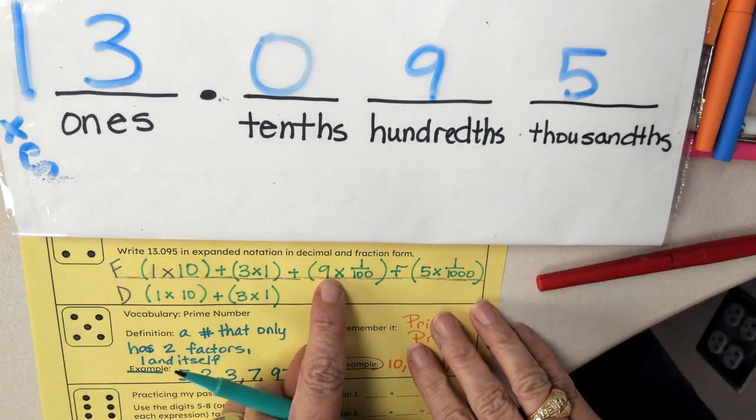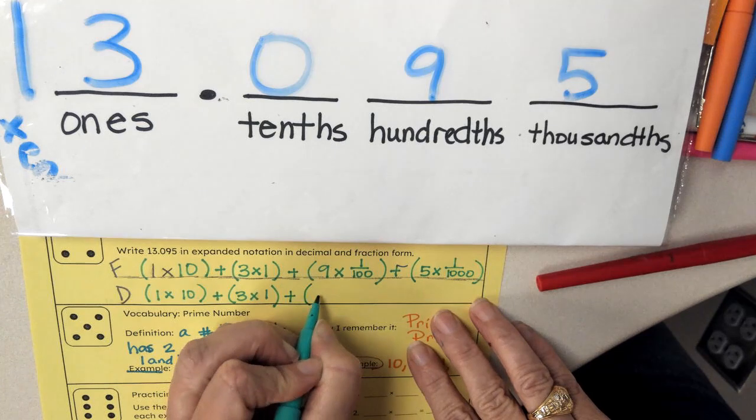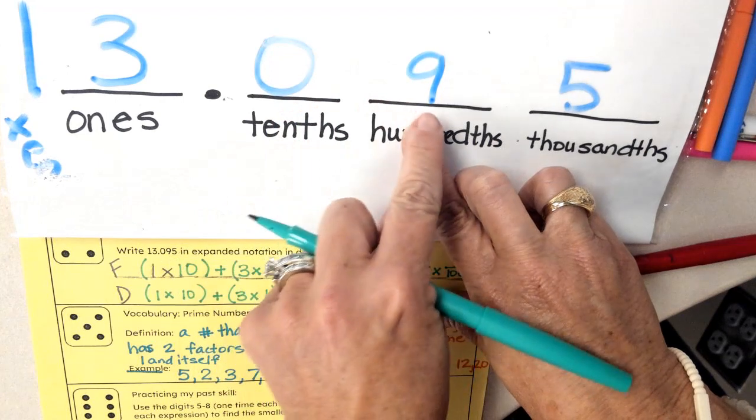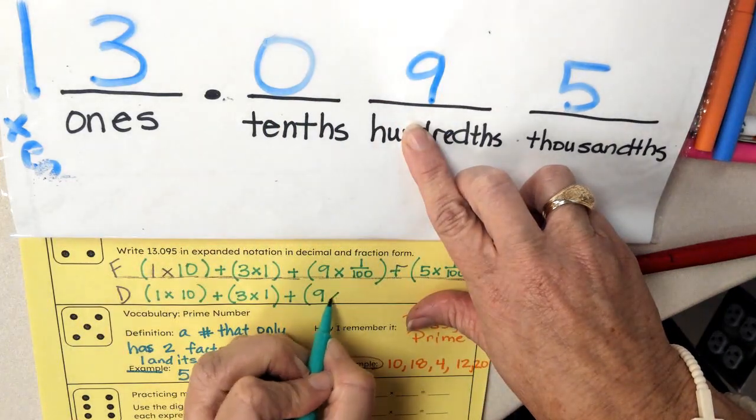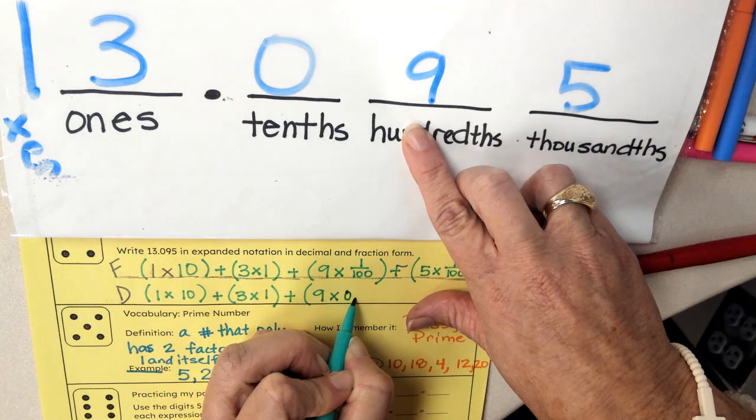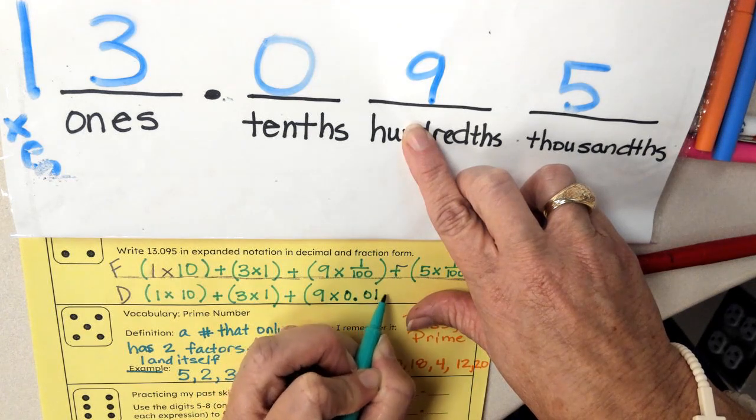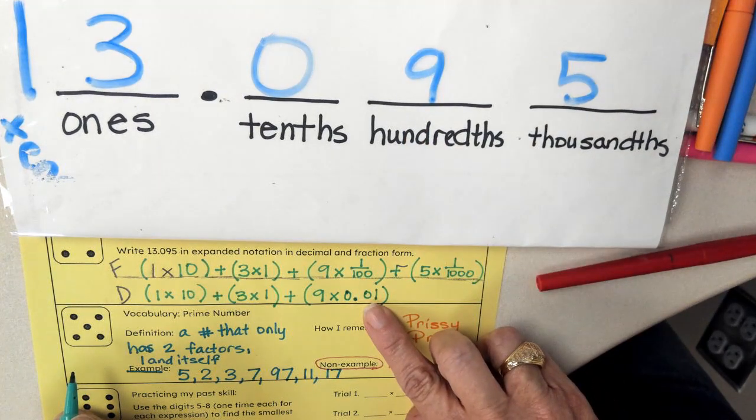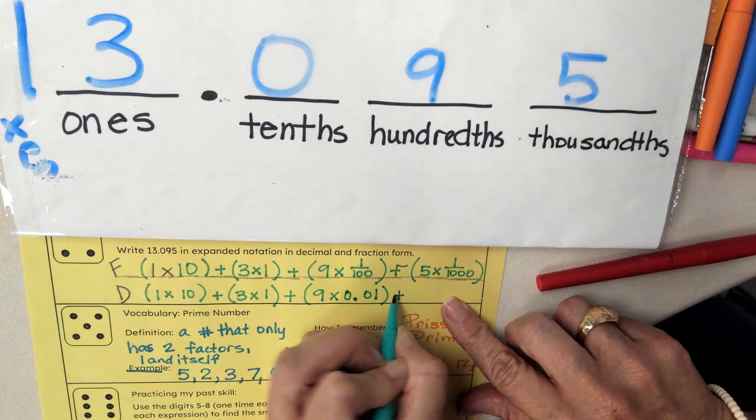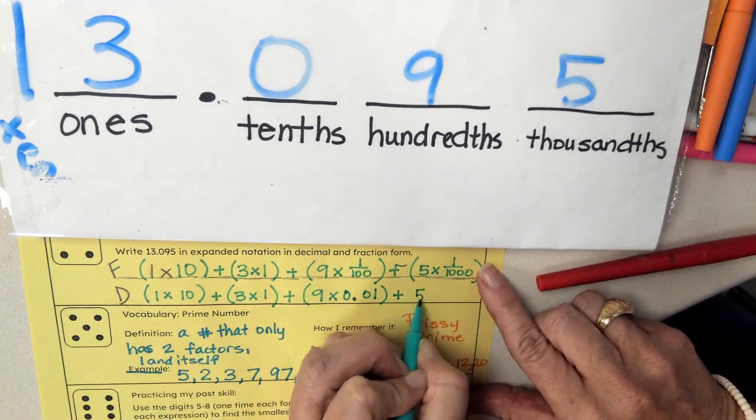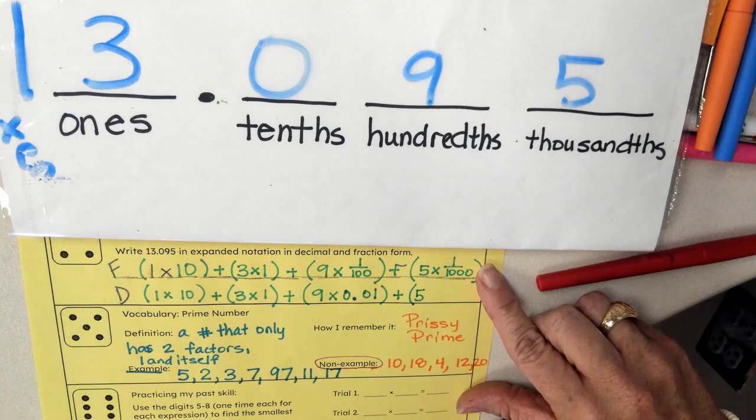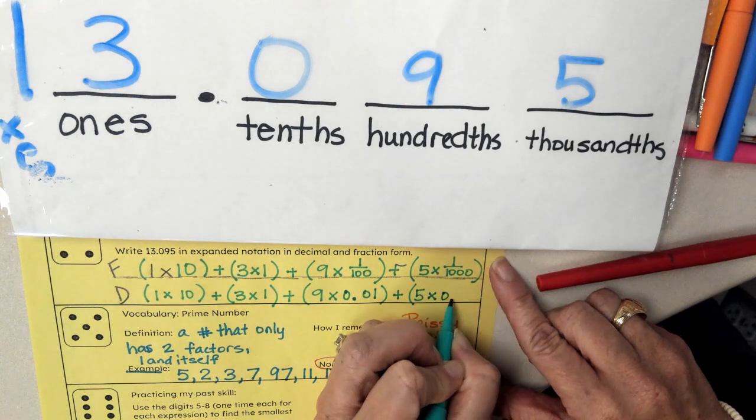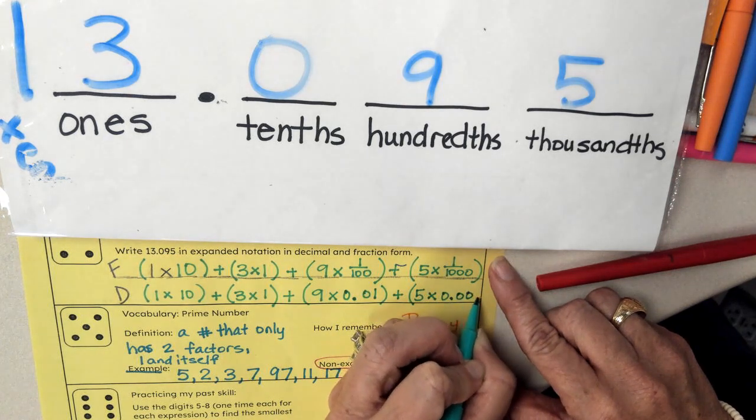So we're going to take the number 9, and the decimal would be 0.01, right? So we're going to write decimal 0.01. So that's going to be hundredths. And then we're going to take our next number, 5, and we're going to write thousandths in decimal form. So thousandths would be 0.001.